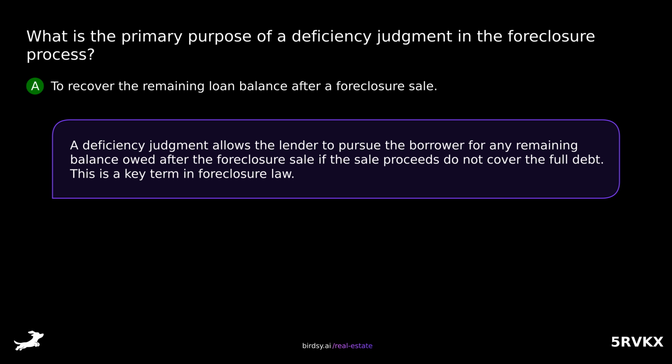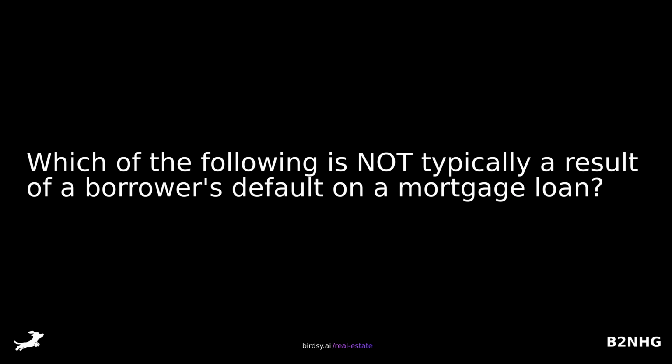A deficiency judgment allows the lender to pursue the borrower for any remaining balance owed after the foreclosure sale if the sale proceeds do not cover the full debt. This is a key term in foreclosure law. Which of the following is not typically a result of a borrower's default on a mortgage loan?